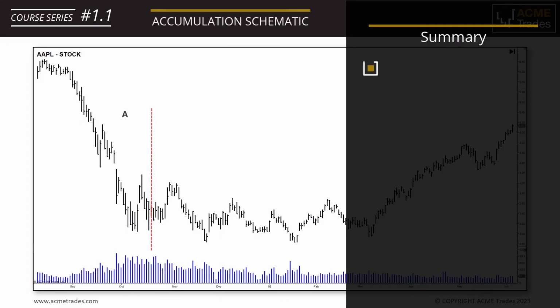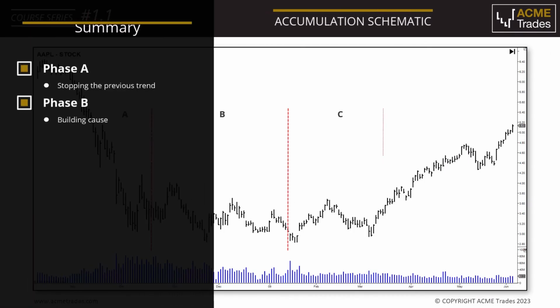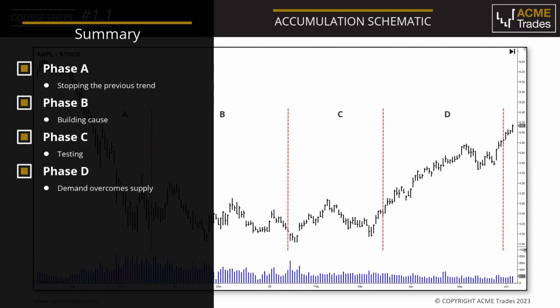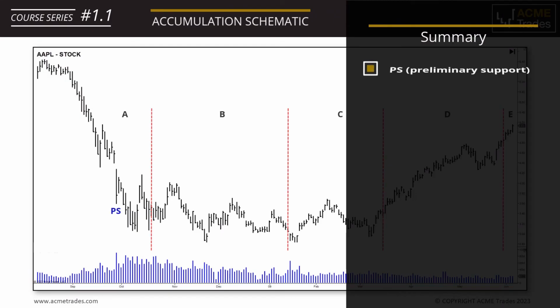So phase A is all about stopping the previous trend. Phase B, building a cause, mopping up supply. Phase C here, testing action, the insurance, the double down. Phase D, demand overcomes supply. We want to see that buyers are in control with a little selling friction. Before phase E, we break out into trend. Beautiful, clean, succinct.